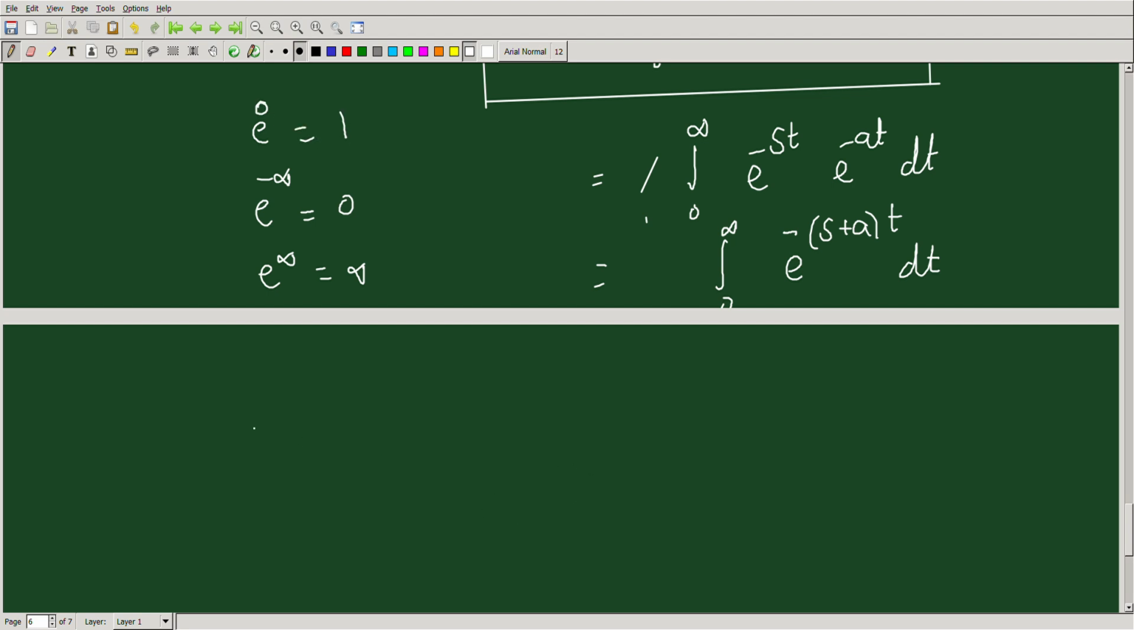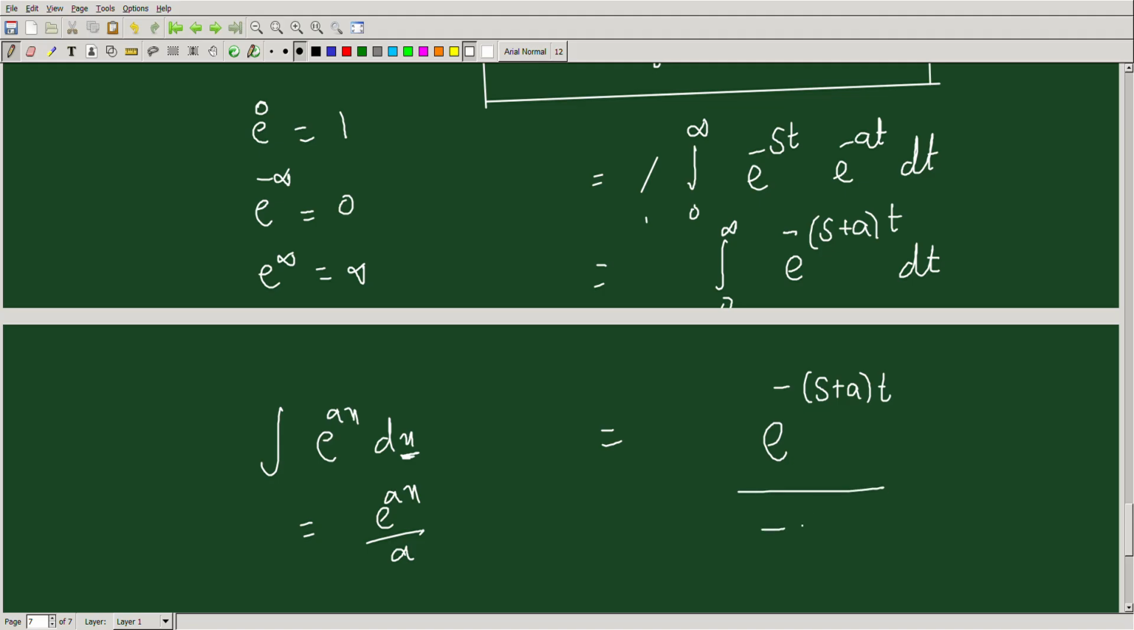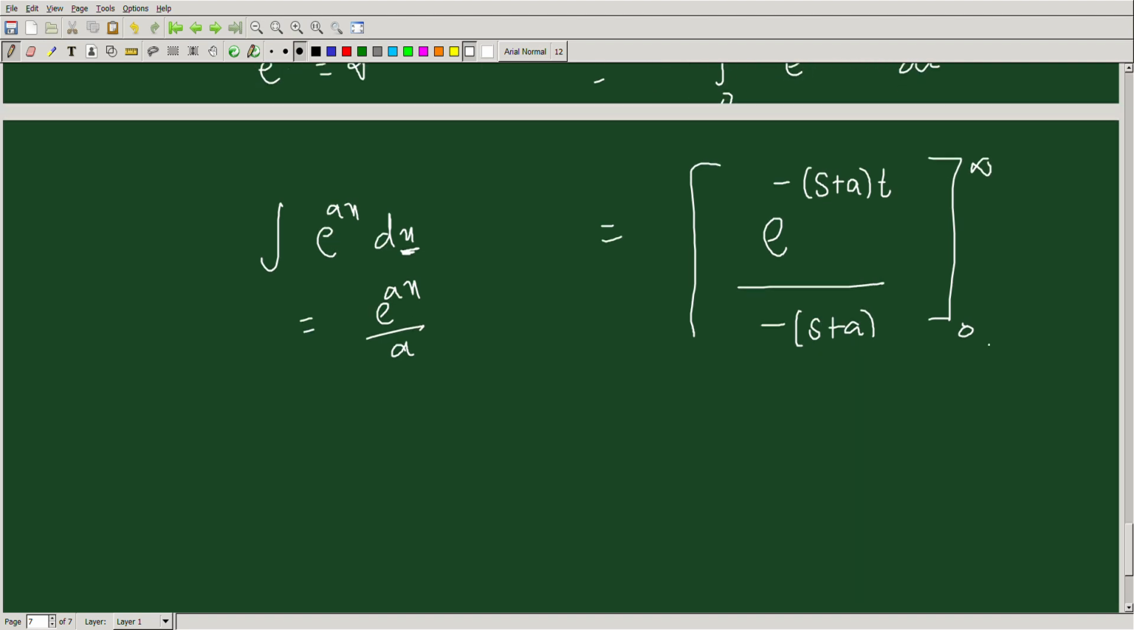So now what is the integration of e power ax dx? The integration of e power ax is e power ax divided by a, the same concept. Here the integration is with respect to t, the other was with respect to x. So e power minus of s plus a into t, the coefficient of t is minus of s plus a, so divided by minus of s plus a, and the limit is given: lower limit 0, upper limit is infinity. Correct?